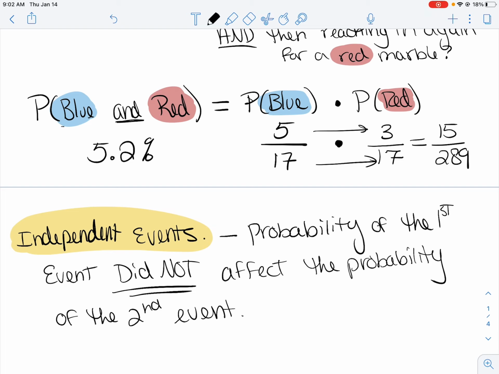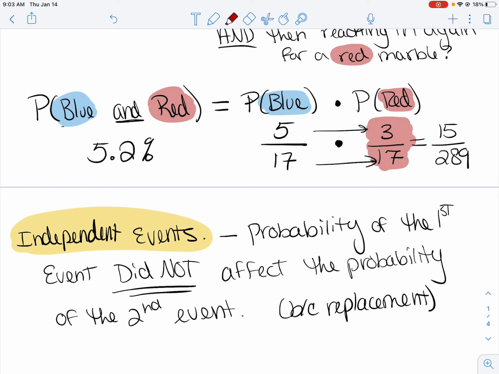So what that really means here is that when we found the probability of getting a blue marble, it was 5 out of 17. And then because we replaced that first one, we still had 17 marbles in the bag, right? So finding this second probability was just basic probability. It would be the same as if I said, hey, just find me the probability of picking a red marble. And we don't even have to care that something happened before that, right?